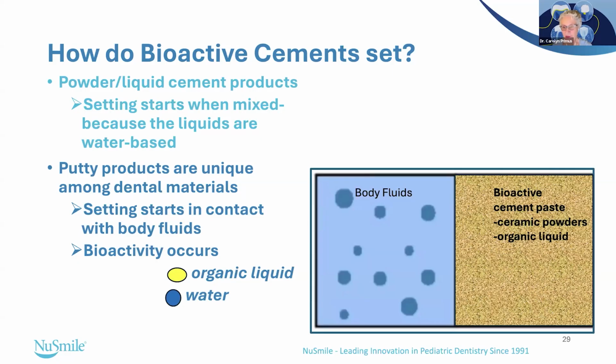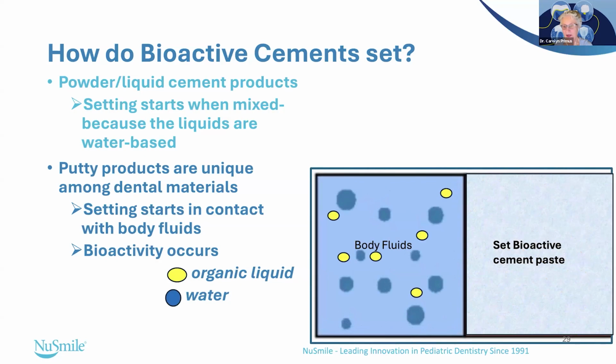So let's just have a little visual on this. You take a bioactive cement, which consists of a ceramic powder dispersed in an organic liquid. You place it in, for instance, pulpal contact. So you've got the body fluids in contact with the surface of the cement. And what happens is that the bioactive cement paste will eventually set because water has diffused in, the organic liquid has diffused out, and eventually you get this layer of hydroxyapatite that forms on the surface.